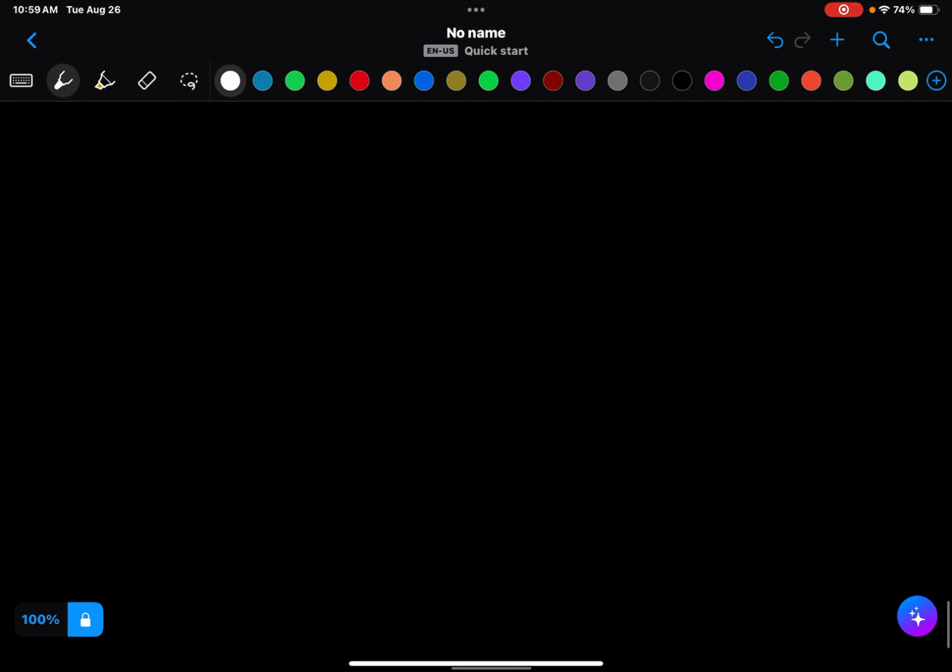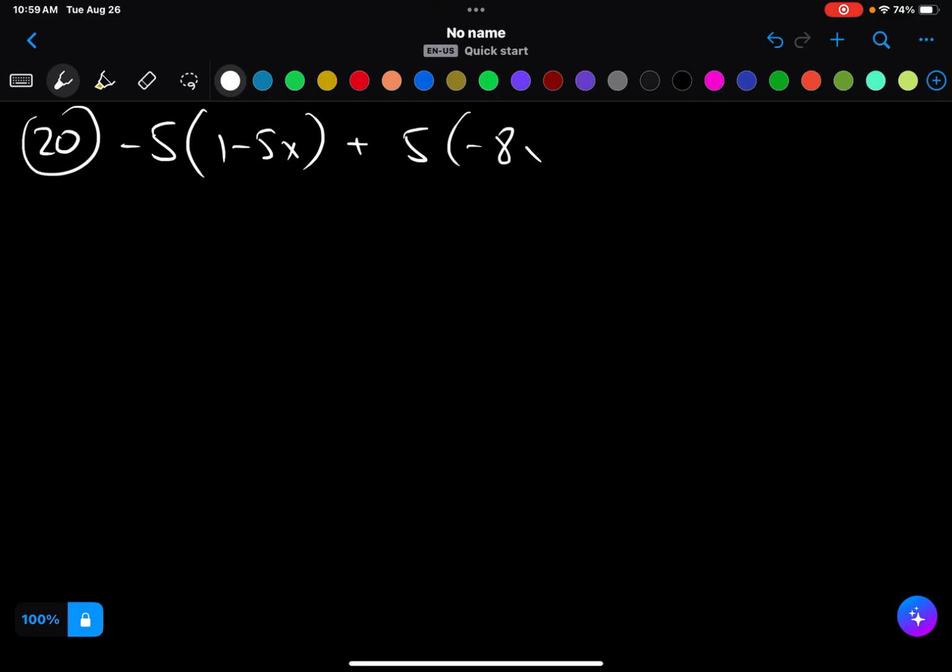Now let's do number 20, which is actually a very busy problem. This one is worth being extra credit. It's not crazy or anything, but there is quite a bit going on. So fair enough. Open up both parentheses.